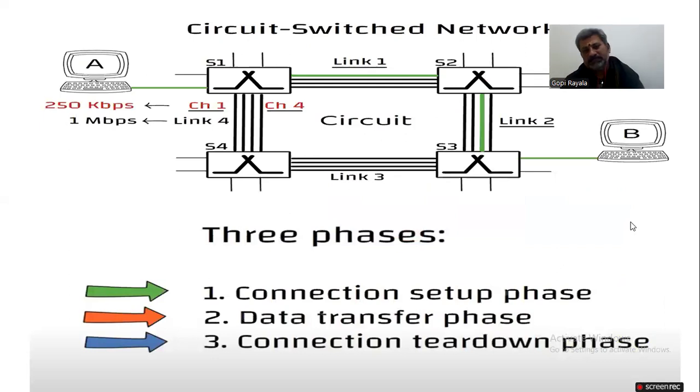This is the basic diagram of circuit switching. Here, I am taking S1, S2, S3, and S4. There are four switches. I installed four switches in a network which is having four channels: link 1, link 2, link 3, link 4, right? Here A is one system, and B is another system which are installed.